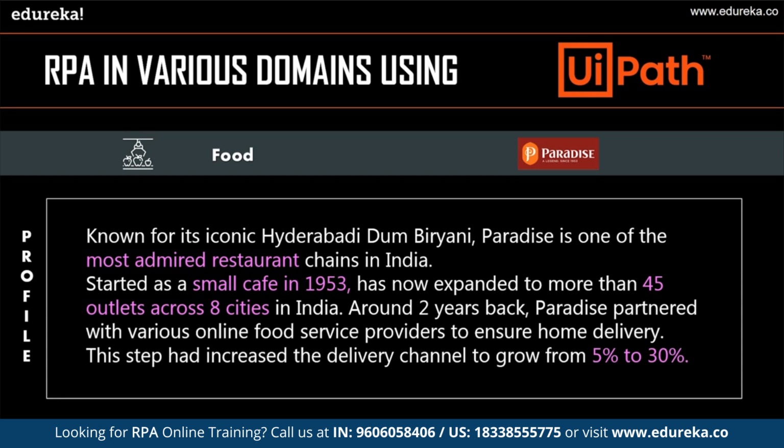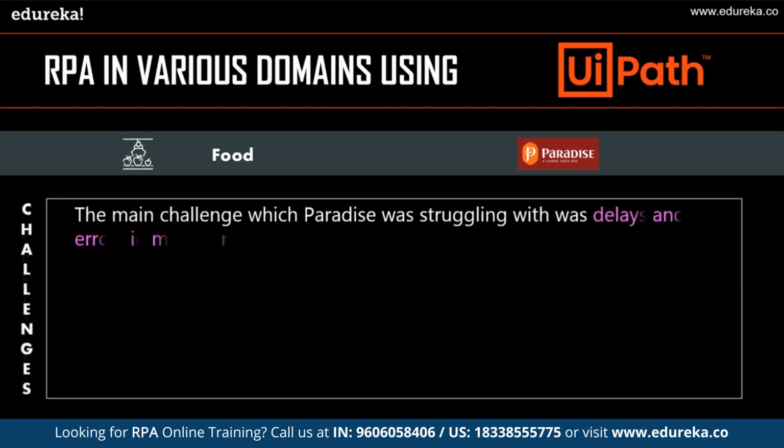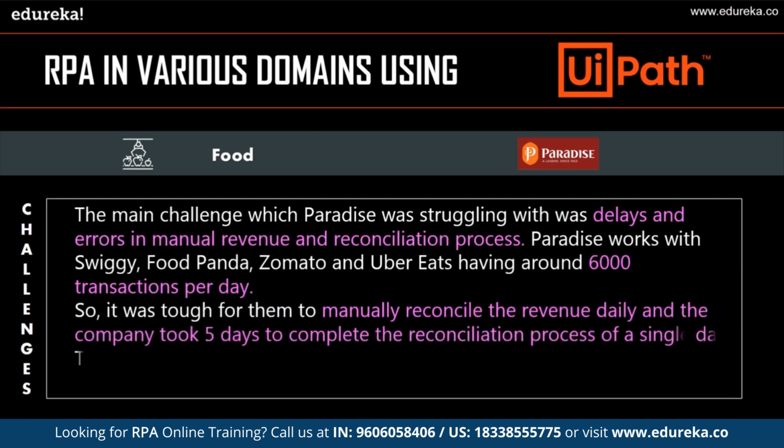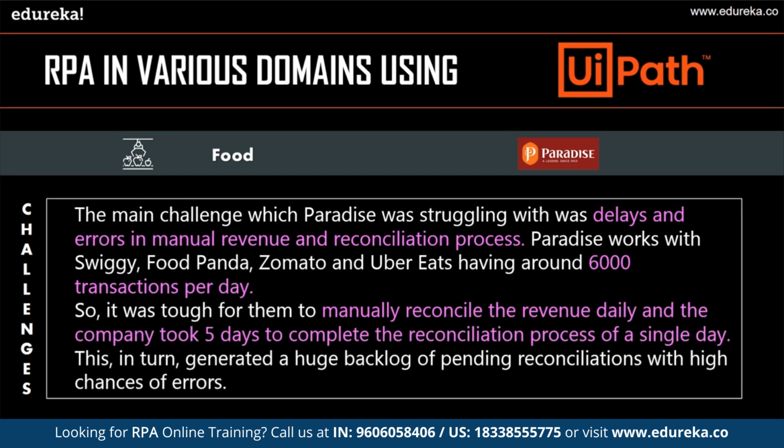Around 2 years back, Paradise partnered with various online food service providers to ensure home delivery, and this step has increased the delivery channel share from 5% to 30%. Now, the main challenge which Paradise was struggling with was the delays and errors in manual revenue reconciliation processes. Paradise works with Swiggy, Foodpanda, Zomato, and Uber Eats and has around 6,000 transactions per day. So, it was tough for them to manually reconcile the revenue on a daily basis, and the company took 5 days to complete the reconciliation process of a single day. This in turn generated a huge backlog of pending reconciliations with high chances of errors.